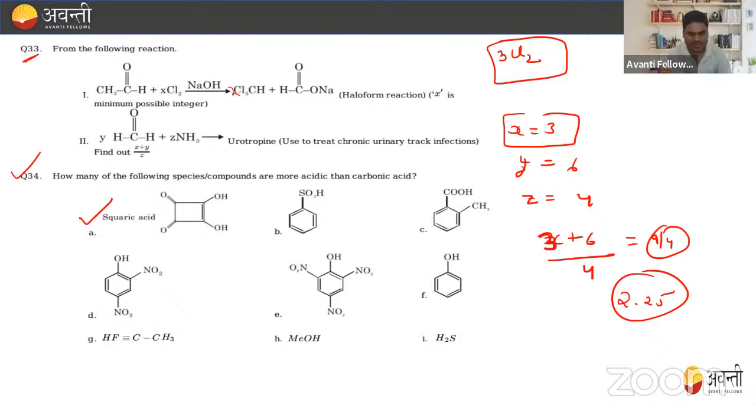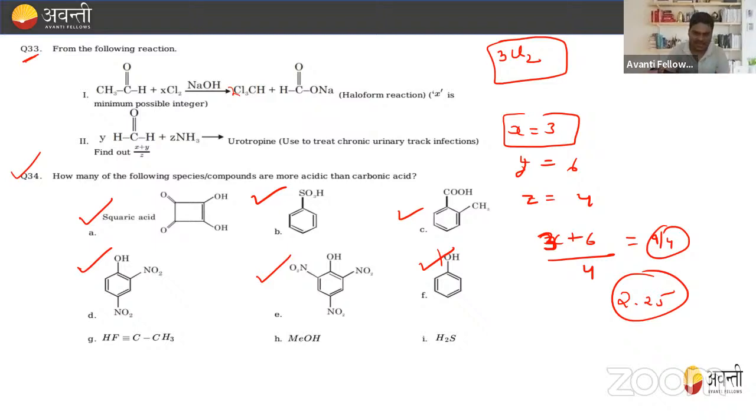SO3H is also very acidic in nature. So these are also good acids. The carboxylic group has great acidic character, right? So A, B, and C. Anyone else? NO2 also increases the acidic character. And E, that is phenol, is not acidic in nature. So this is more acidic than carbonic acid.